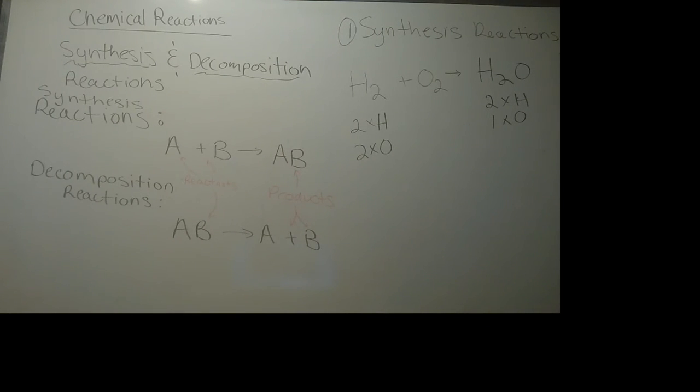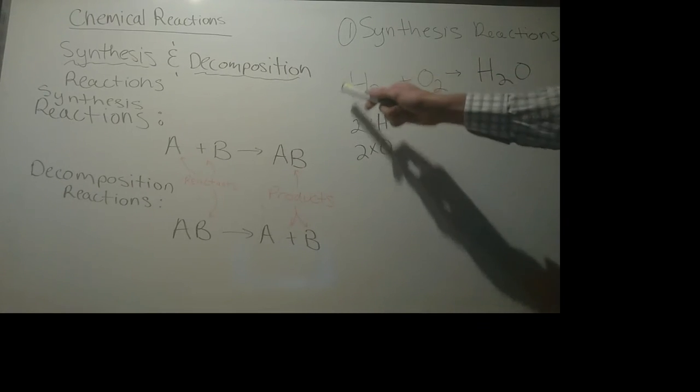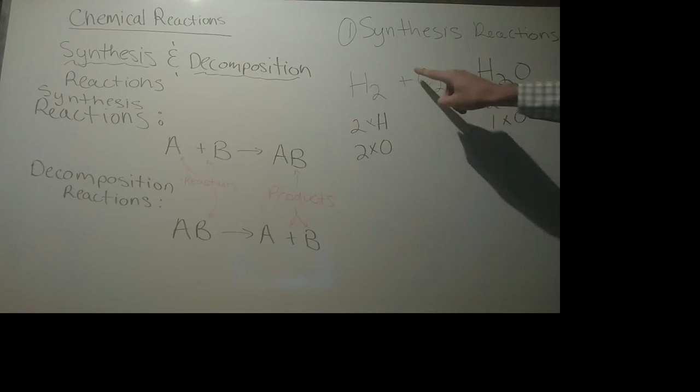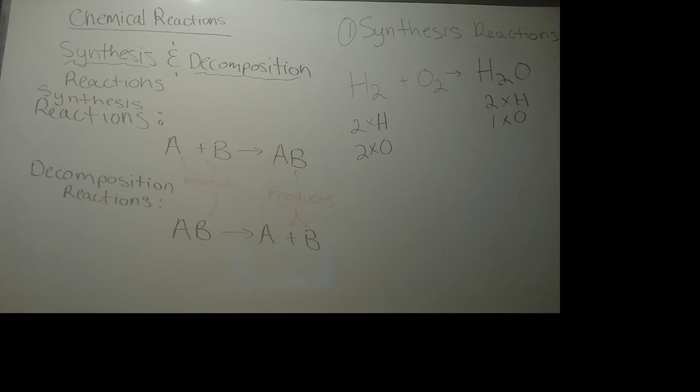And that basically implies that we add coefficients, or numbers, before the chemicals to multiply the whole compound such that we can balance the number of atoms. So let's take a look at what that means.